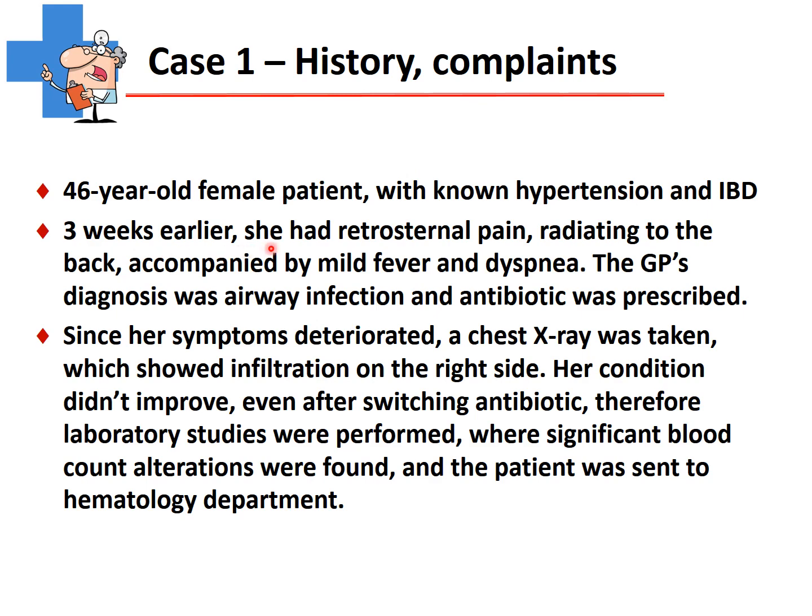Three weeks earlier, she had retrosternal pain radiating to the back, accompanied with mild fever and dyspnea. The general practitioner's diagnosis was airway infection and an antibiotic was prescribed. Since her symptoms deteriorated, the chest X-ray was taken, which showed infiltration on the right side. Her condition didn't improve even after switching the antibiotic. Therefore, laboratory studies were performed where significant blood count alterations were found, and the patient was sent to the hematology department.